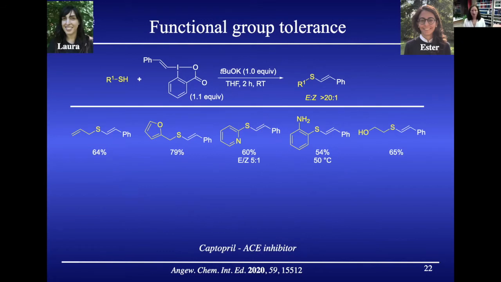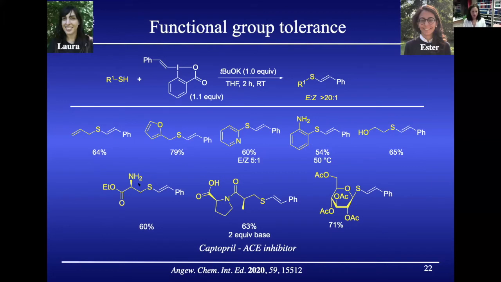Going on to look at more functional group tolerance, we went for more sophisticated thiols. And you see here that both an allyl moiety, a furanyl, a pyridyl moiety was fine. Although, again, the E/Z ratio dropped in this case. We could also have unprotected functional groups, such as amino and hydroxyl moieties in the substrate without having any interference.